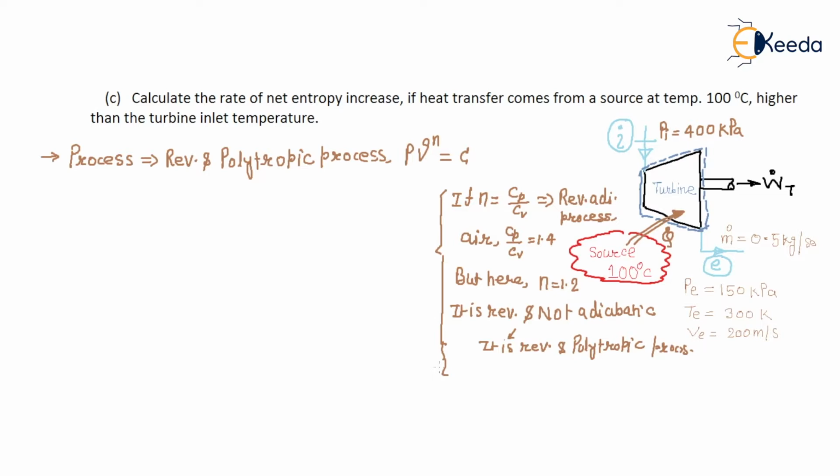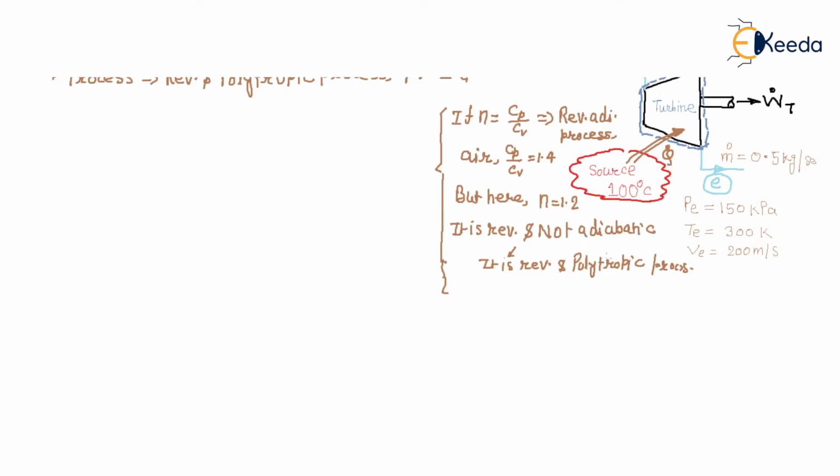So what is the background? I am again repeating that if n equal to Cp by Cv, which is fixed, then that process is no doubt a reversible and adiabatic process. And for a reversible and adiabatic process, if the system is air, the value is 1.4. But here n equal to 1.2. So though it is reversible, it is not adiabatic, and it is a reversible and polytropic process. So what is the relation?